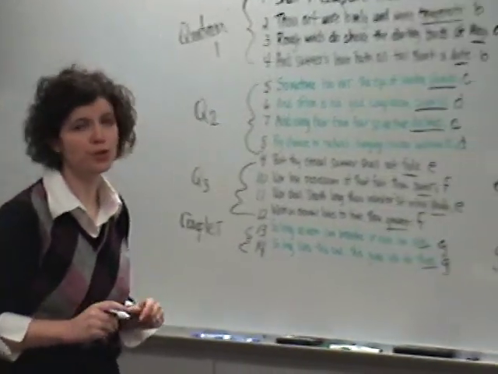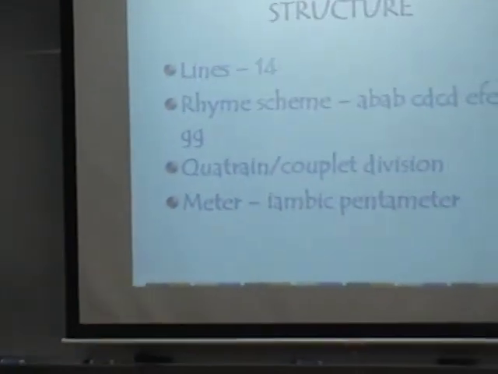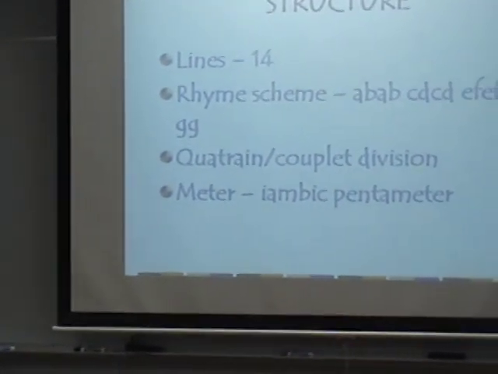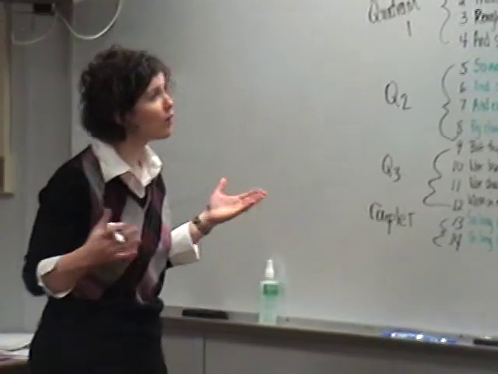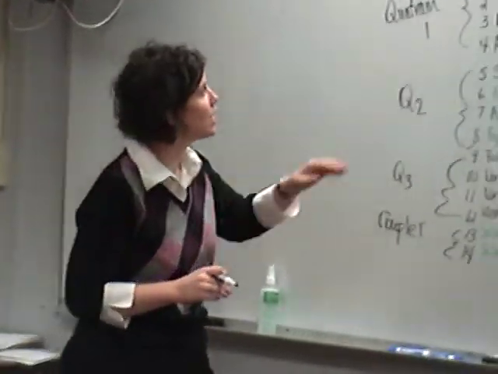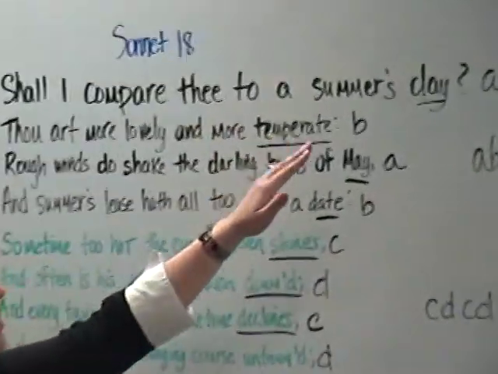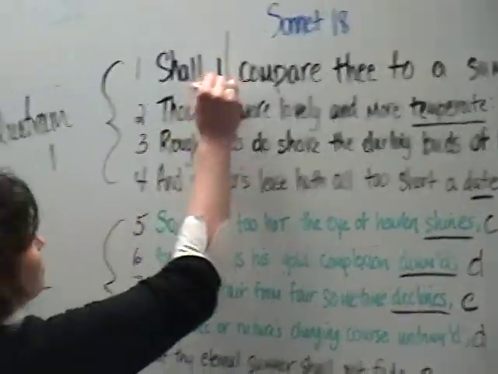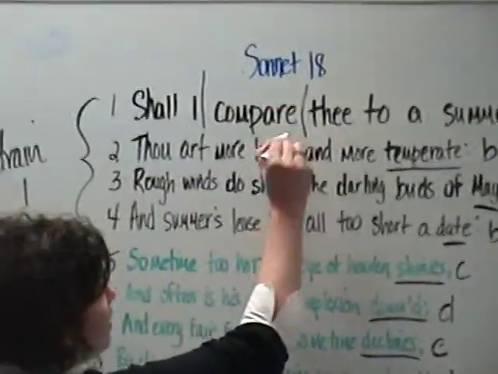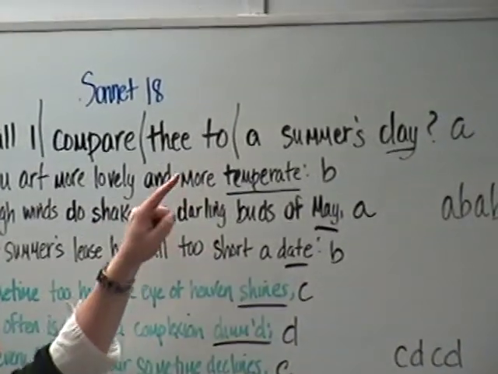The last part in determining if this is a Shakespearean sonnet is to figure out the meter, and this is the most difficult part. Okay? The simple explanation is to count how many syllables are in the line. Shall I compare thee to a summer's day?